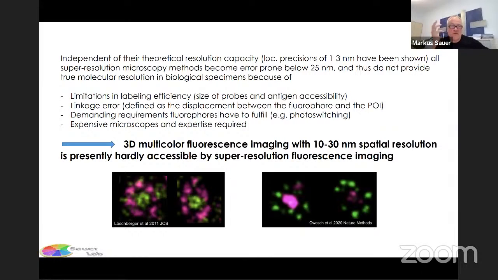Then most of these super high resolution or localization techniques work reliably only with a special fluorophore, or maybe two fluorophores, requiring photoswitchability. And all these machines are super expensive and require expertise. So it would be very nice to have 3D multicolor fluorescence imaging with, let's say, 10 to 30 nanometer spatial resolution, which is presently not available.